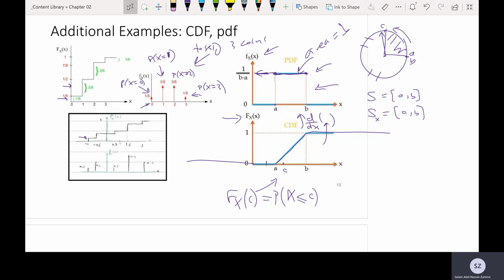After B, why is this not zero? Okay, let's ask this question. What is the probability? Let's call this value W. What do you think? What is the CDF at W? What is Fx of W?